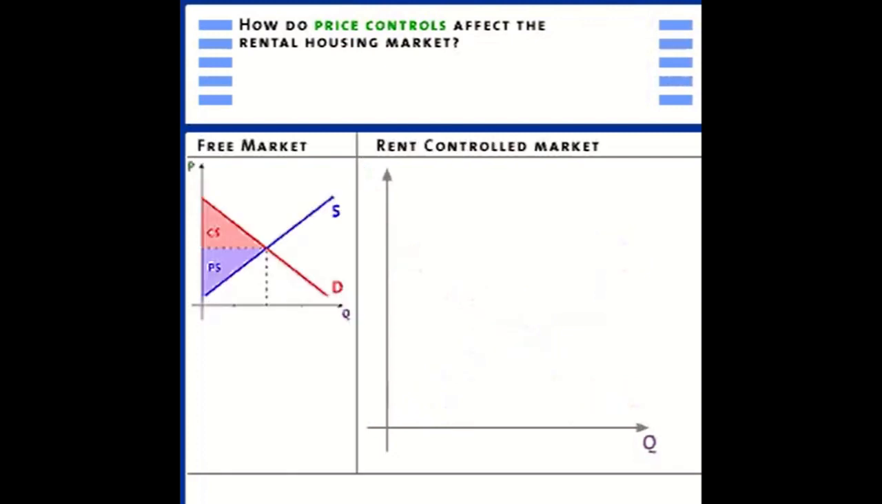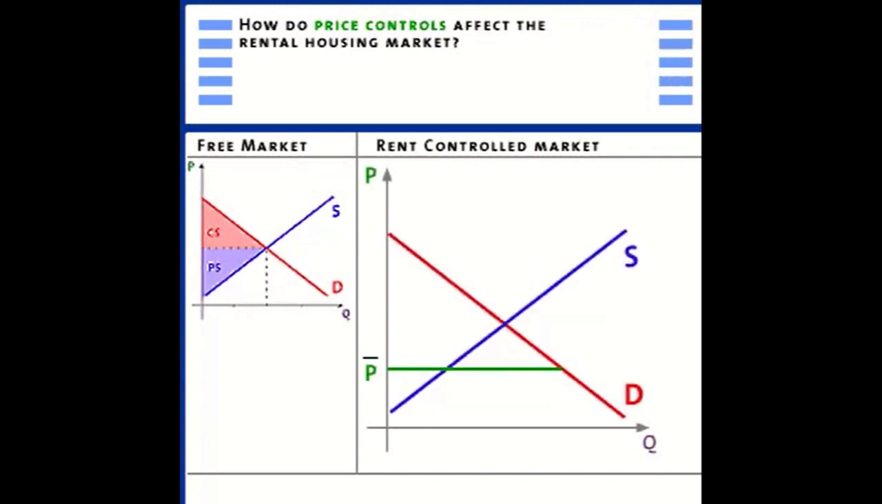This is a restriction, and I'll put a bar over the top of it to represent the price control. It can go no higher than this regulated level. If the equilibrium price of an apartment is $1,000 a month, the city may decide that that's too high and control the price to be $500 a month and no more. If that's the case, what will happen?